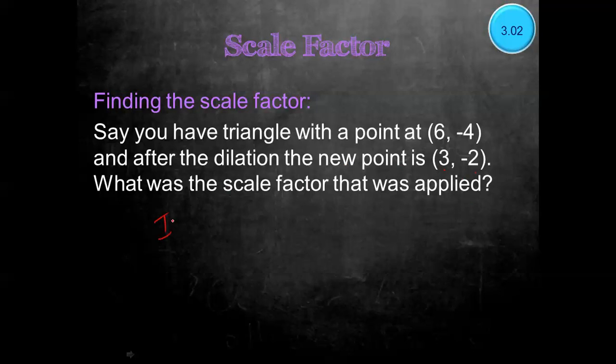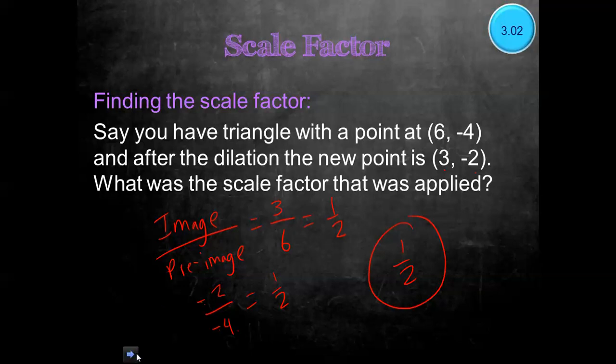So remember, when we're finding scale factor, we want to do image over the pre-image. Okay, so our image, that's the dilated, is 3. And then our pre-image is going to be 6. So that's 1/2. Now you want to do the other one too, just to make sure that it's the same. Okay, so we're going to take -2 over -4. A negative over a negative is a positive, and 2/4 is 1/2. So it works the same, so it's a scale factor of 1/2.